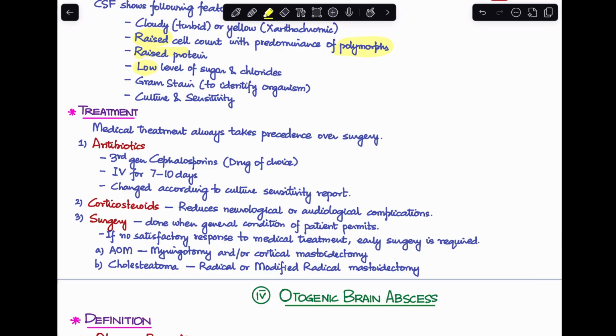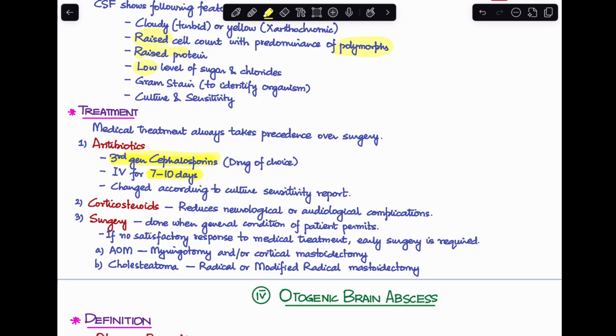First of all, you'll start the patient on antibiotics. The drug of choice here is the third generation cephalosporin, usually given intravenously for 7 to 10 days. And in case the patient is not responding to the medication, in that case, you change the antibiotics according to the culture sensitivity report. Second is corticosteroids. We use that to reduce any neurological or audiological complications.